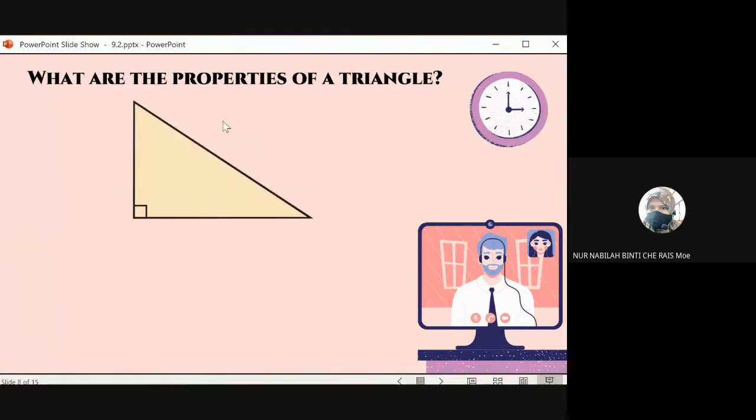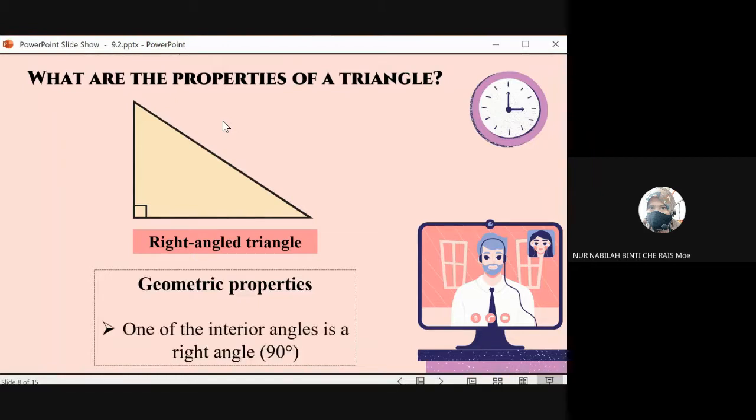And then we have another one, the right angle triangle, where one of the interior angles is a right angle. You have 90 degrees. So this one is called a right angle triangle. Actually, this one is not really important, but you have to know the names: right angle triangle, obtuse angle triangle, and acute angle triangle. The most important in this topic are the previous two, the equilateral triangle and the isosceles triangle.